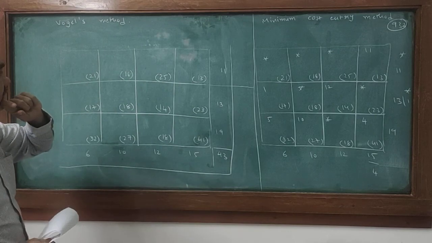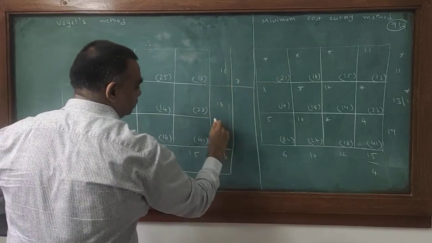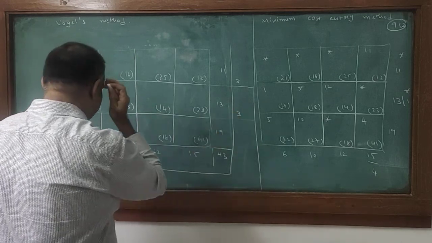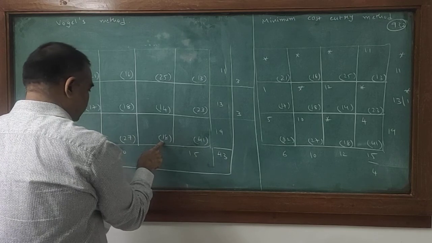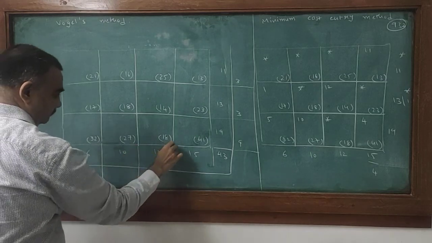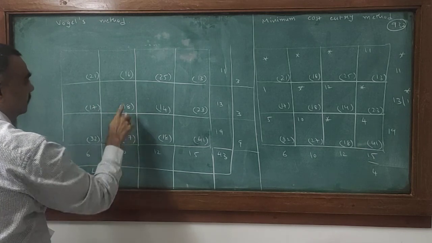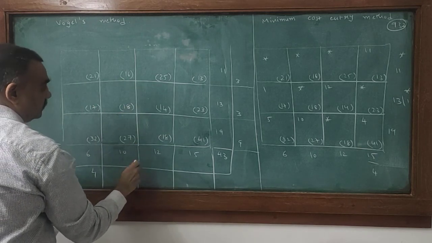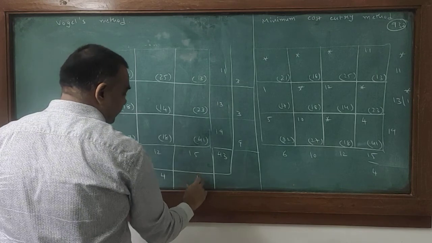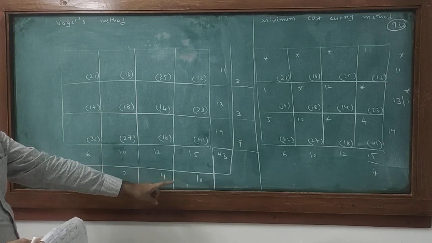the first minimum and second minimum. 13 and 16 means it is 3, 14 and 17 means it is 3, 18 and 27 means it is 9, here it is 4, here it is 2, here it is 4, here it is 10. So the maximum penalty is this 10.